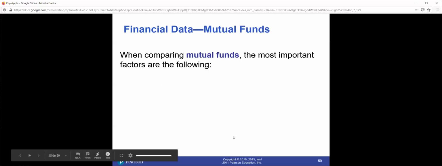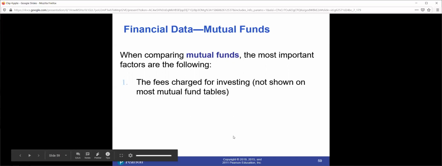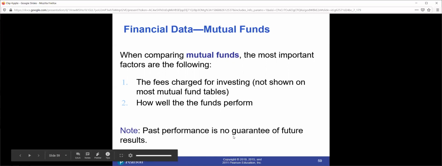Mutual funds. Same as before, bit different, right? Comparing mutual funds, most important factors when looking at these are the fees charged for investing, usually not shown on most mutual fund tables, and how well the fund performs, on top of all the other things you need to worry about with prices, liquidity, things of that nature. Mutual funds, of course, do not have any guarantees going forward. Just as with, well, anything technically, but there is more assurance in a bond than in a stock.